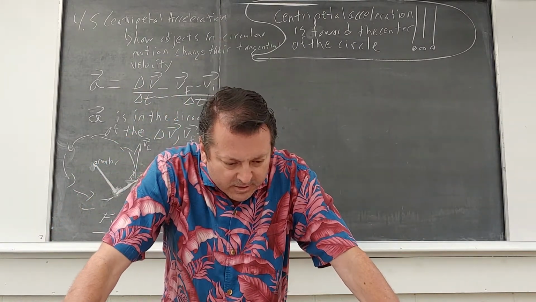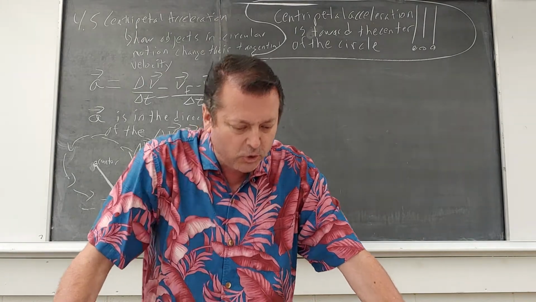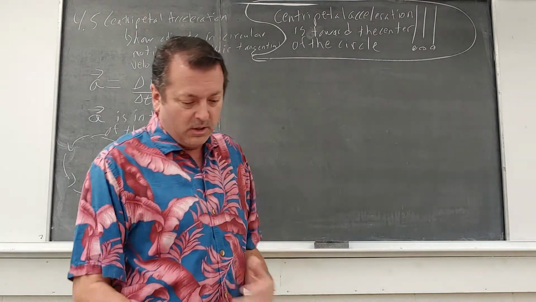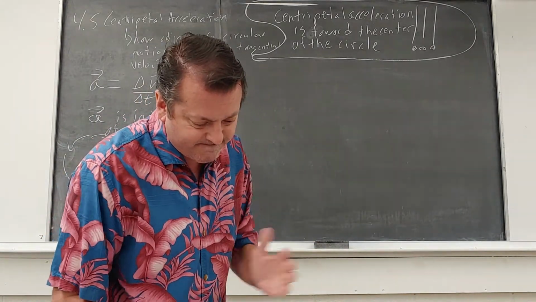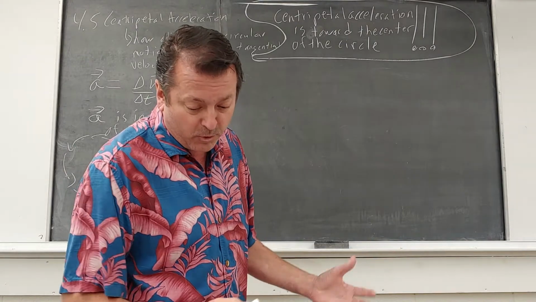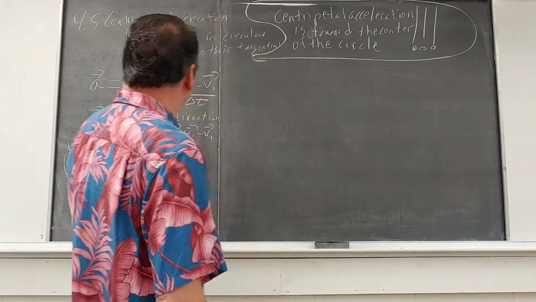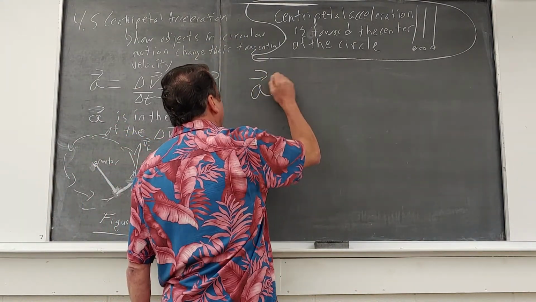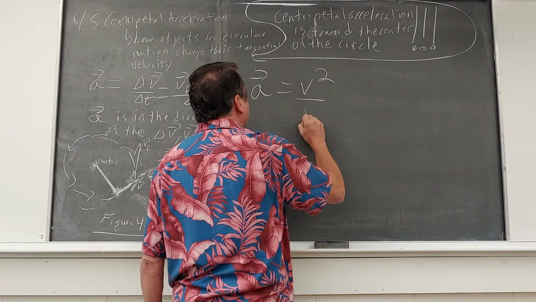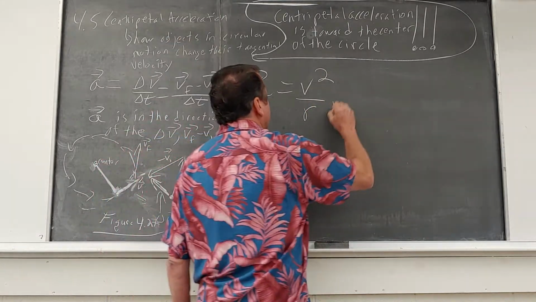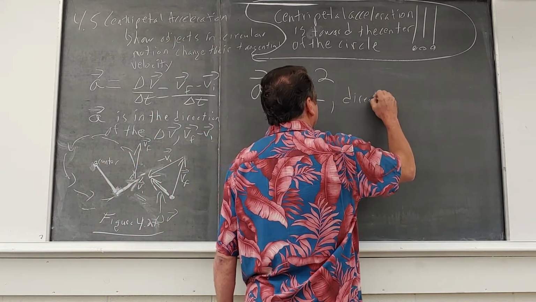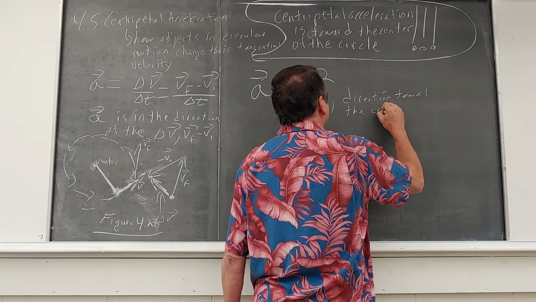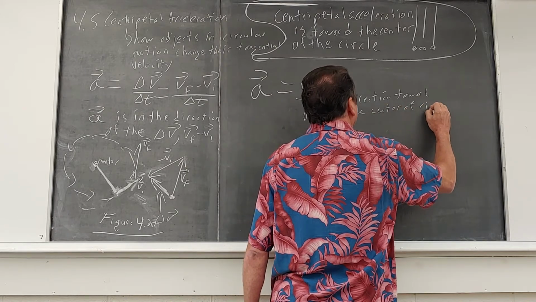Okay? Now, the question is, how do you calculate that then? We got the direction. What's the calculation? The book goes through a derivation. Go through it if you want to see where it comes from. They do something very similar to what I just did here. We'll look at it more analytically. I will state that the acceleration is equal to v squared over r, and it's in the direction toward the center of the circle.